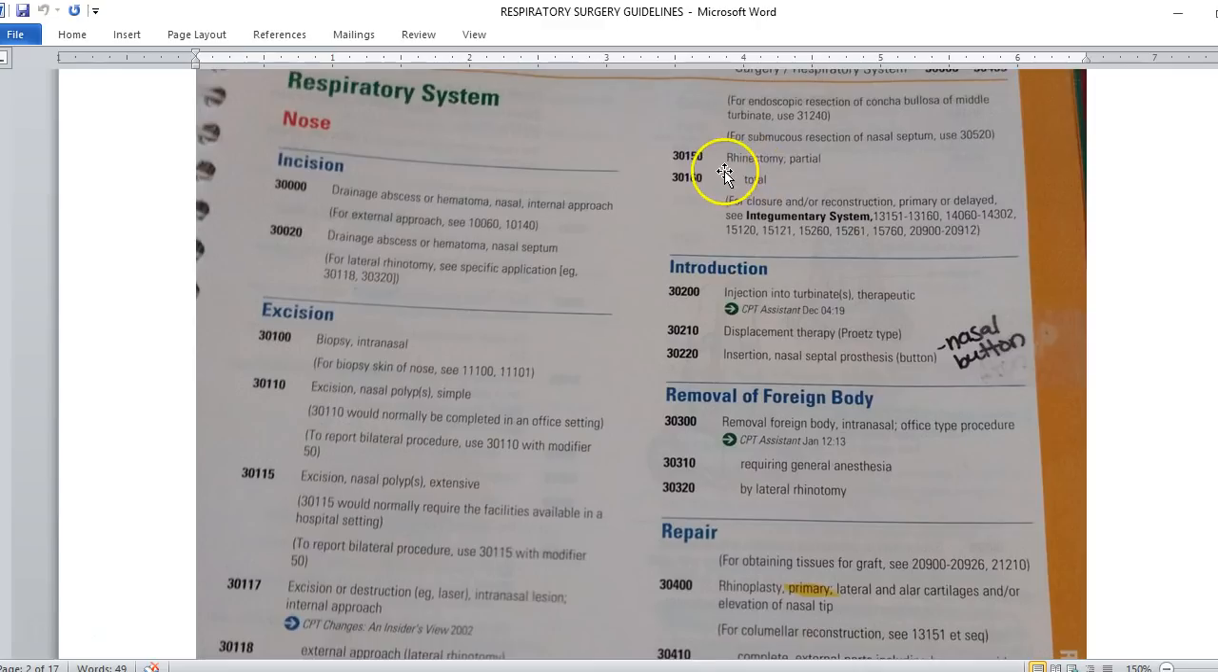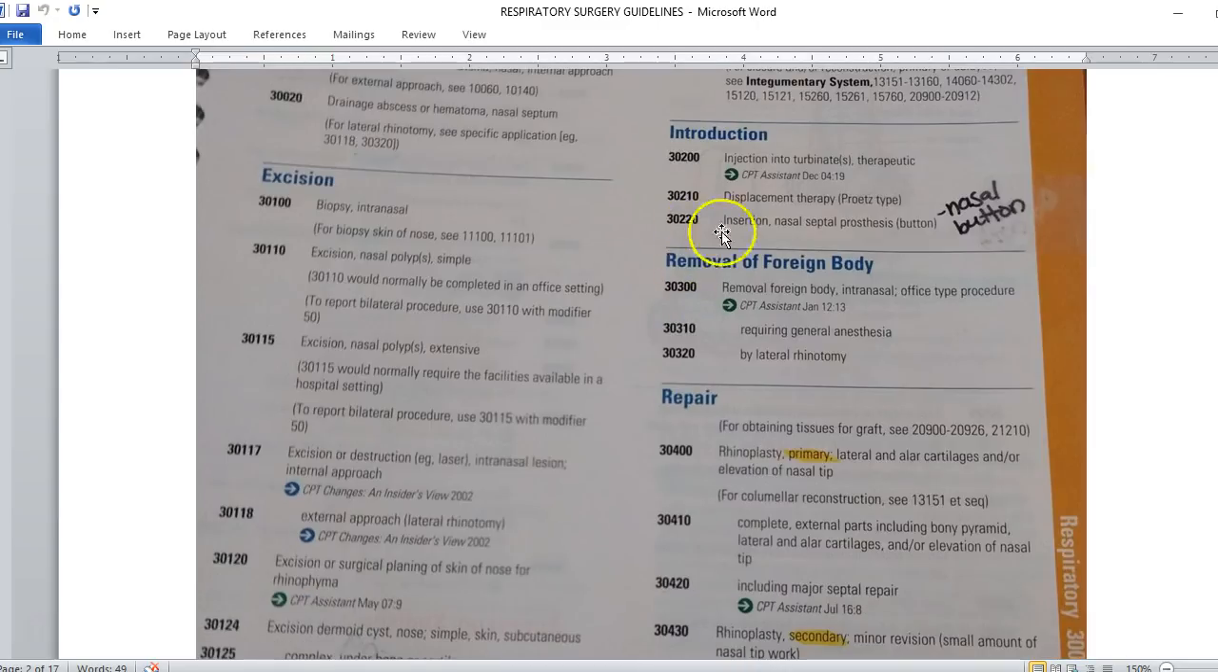We can also look up things like rhinectomy. You will find that code there. Remember, introduction, we are introducing something to the body. The big one is right here, 30220, insertion of a nasal septal prosthesis button. This is also known as a nasal button. And what this is, usually it's made out of a plastic-like material, a little bit flexible.